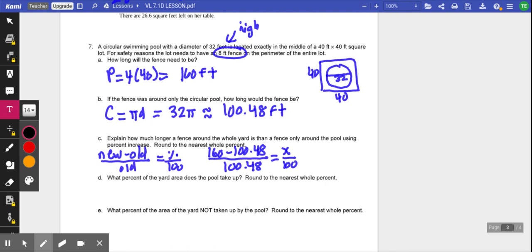So I'm cleaning this part up. 59.52 over 100.48 equals x over 100. Then I'm going to cross multiply that, and I get x is about 59%.